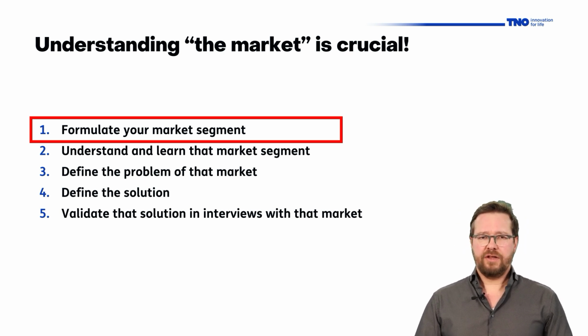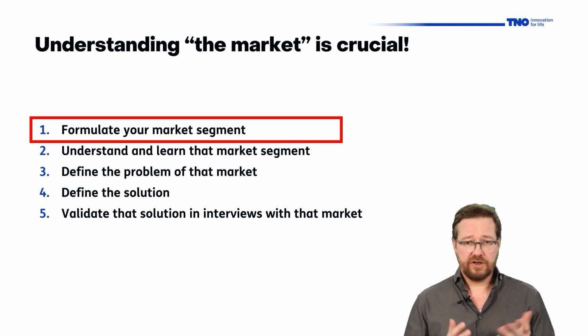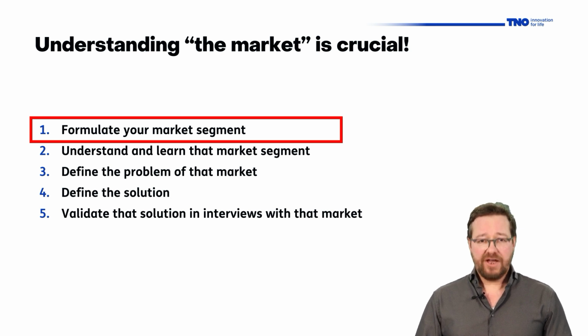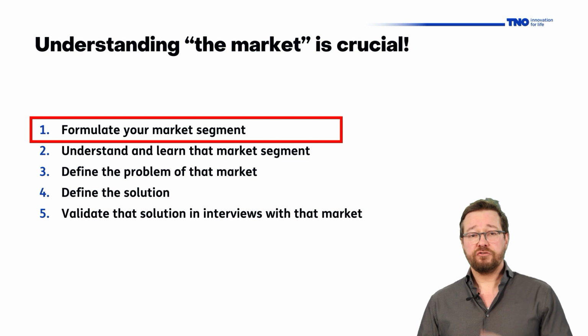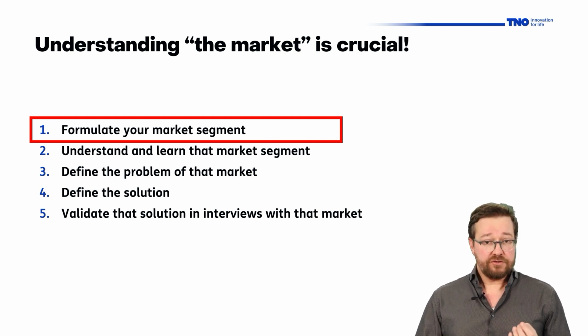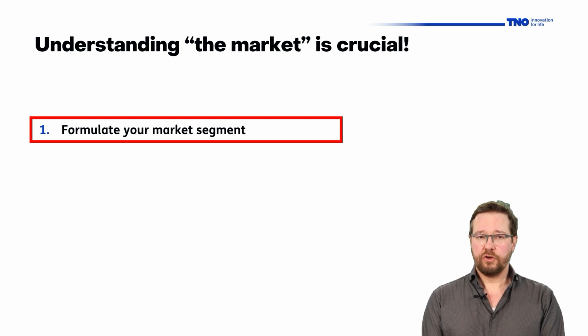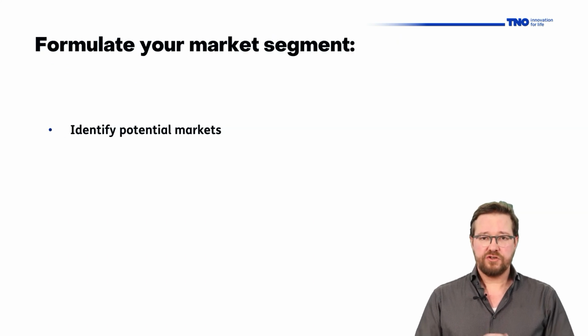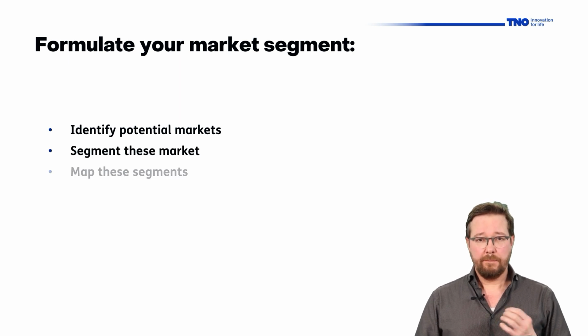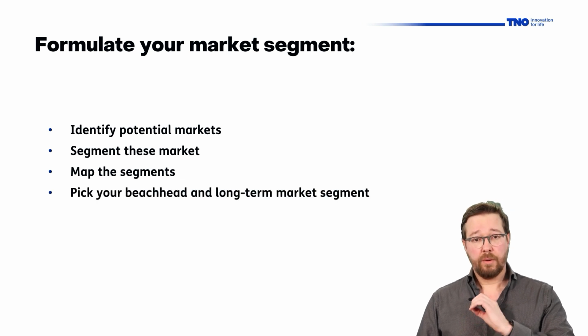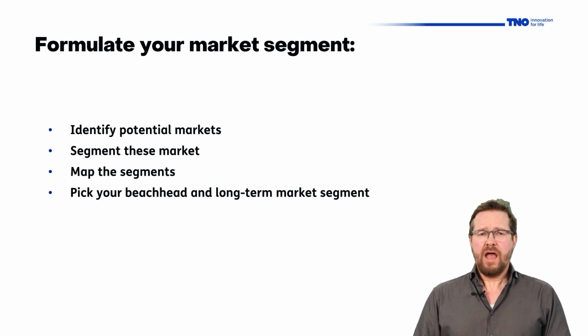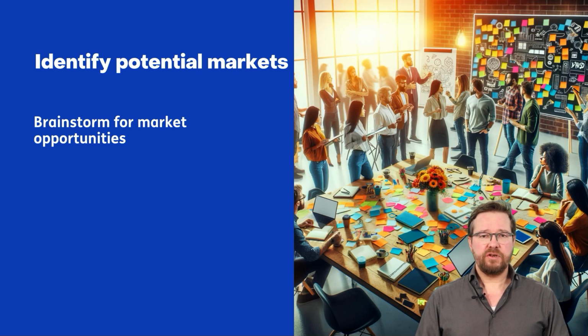Because this has such a fundamental impact on your solution, we advise you to do this exercise already at an early stage, during your feasibility study, and later on when you have a better understanding of the market and your value proposition, you can reiterate. Good, let's get cracking. In order to formulate your market segment, you need to do 4 things. Identify potential markets, segment these markets, map these segments, and finally generate a strategy by picking your beachhead and long-term market segments.